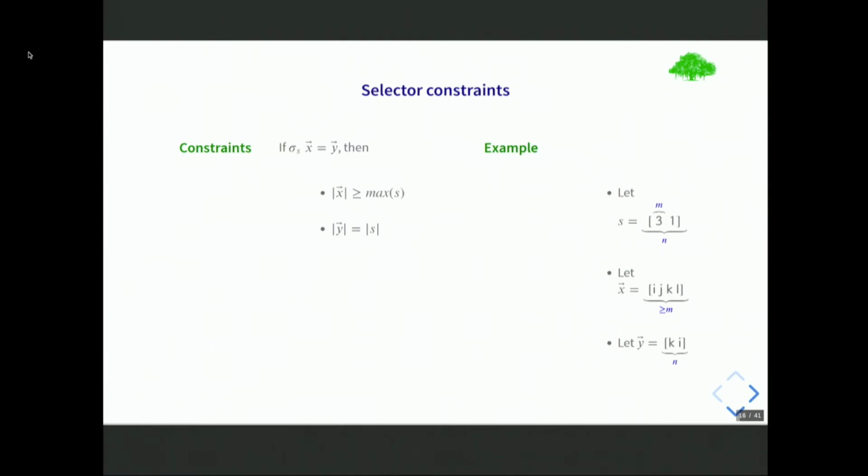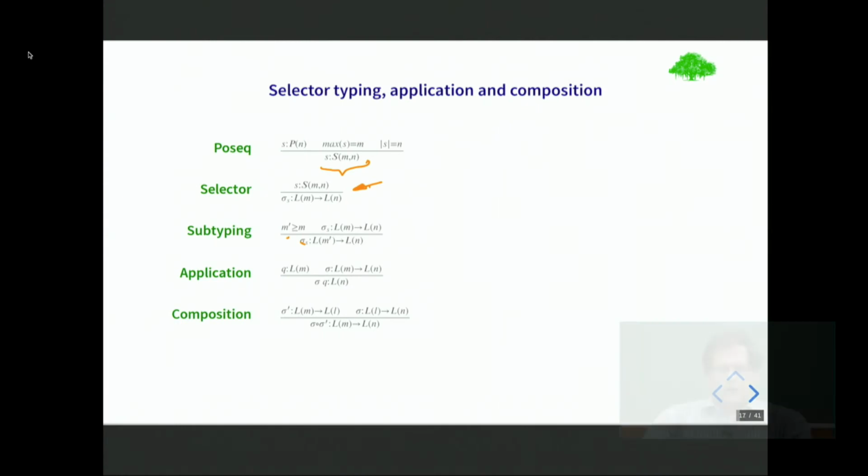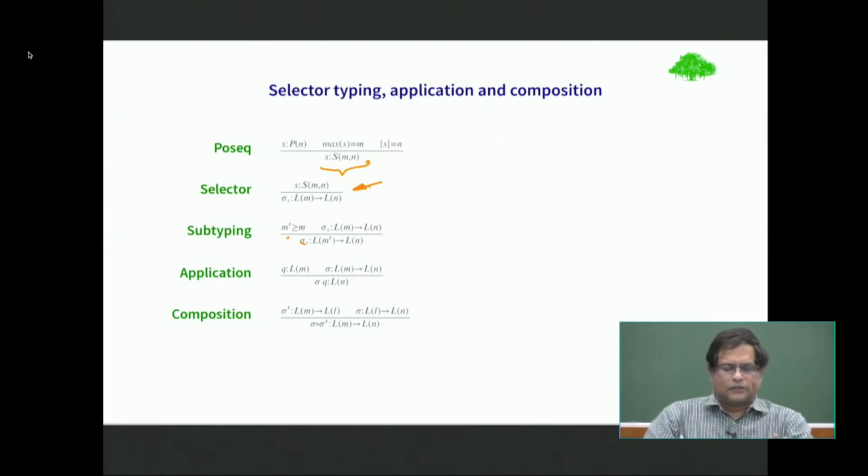Okay, let's move on. So all of this is now captured by a type system, a very simple set of rules that lets you figure out what the constraints on the dimensions are, and what these selectors are actually doing. If you think of a selector, it takes a list of length m and returns a list of length n. What is the relation between the s, the m, and the n? The selector is parameterized on this s, and the relation is given by the selector rule.